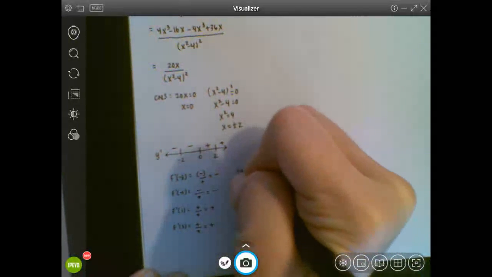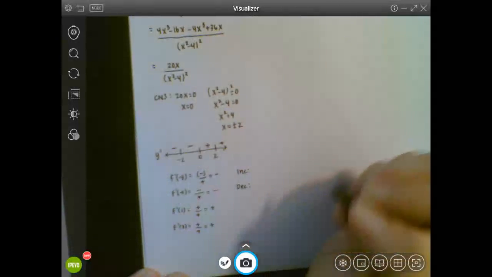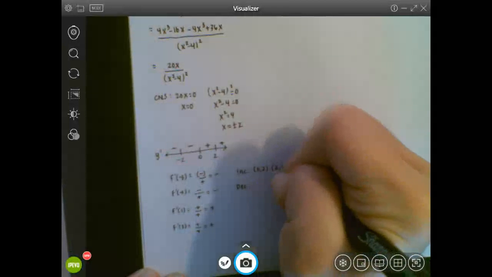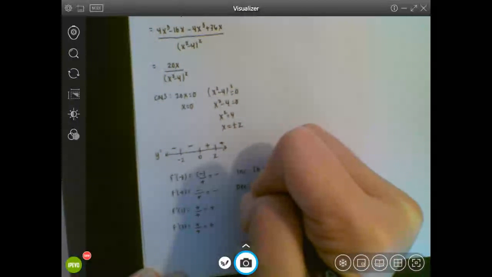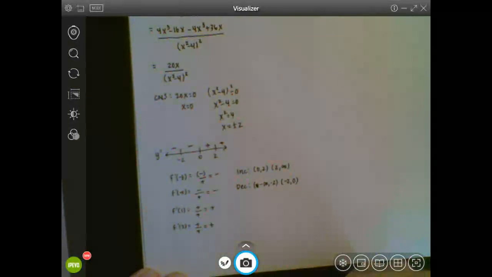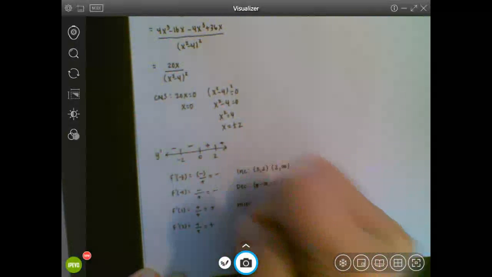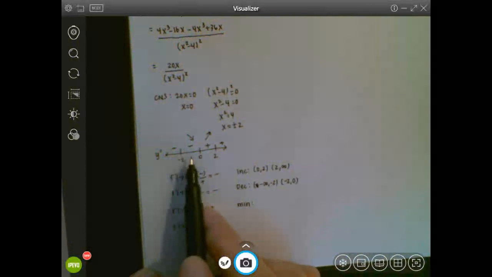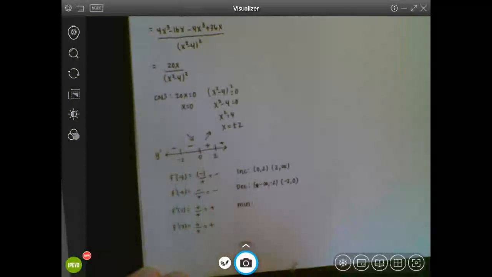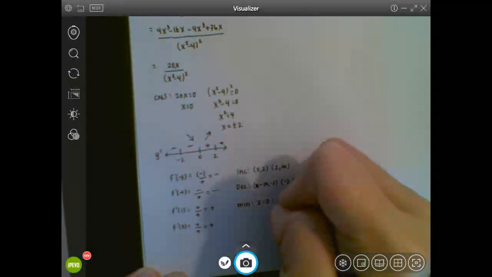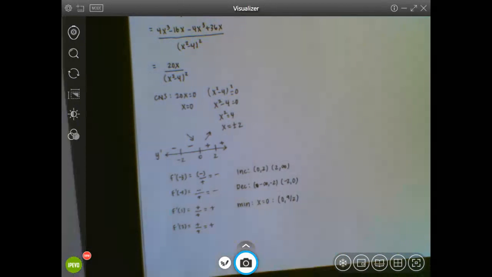So it looks like I do have some intervals of both increasing and decreasing on this one. I'm increasing from 0 to 2 and from 2 to infinity. I'm decreasing from negative infinity to negative 2, and negative 2 to 0. And it looks like I am going to be having a minimum here because I am changing signs, and I know that 0 is not going to be a vertical asymptote, so my minimum is going to be happening at the x value of 0, which we already know what that point is because that was our y-intercept. So that's going to be at the point 0, 9 halves, or 0, 4.5.